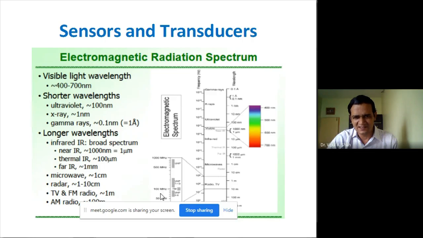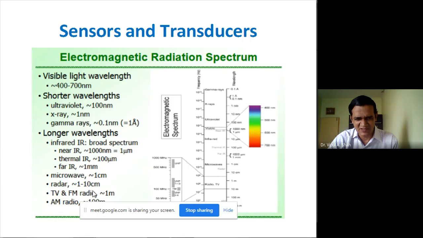Here we can see that complete spectrum with its range of operation. The visible light wavelength is in between 400 to 700 nanometers. The short wavelengths for ultraviolet is around 100 nanometer. The X-ray is around 1 nanometer. Gamma rays are around 0.1 nanometer. Long waves like IR have near, thermal, and far ranges, which is around 1 millimeter, 100 micrometer to 1 micrometer range.